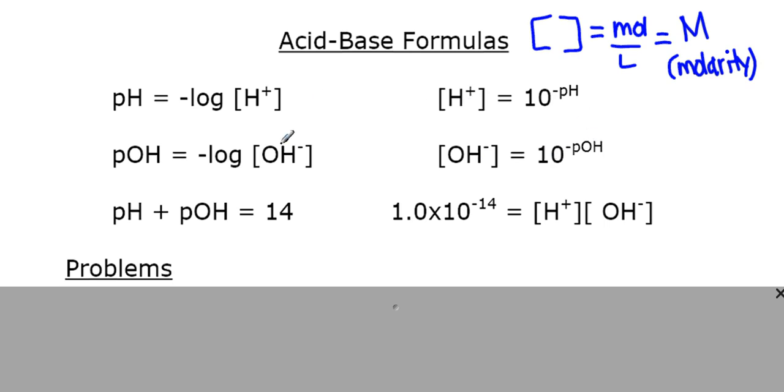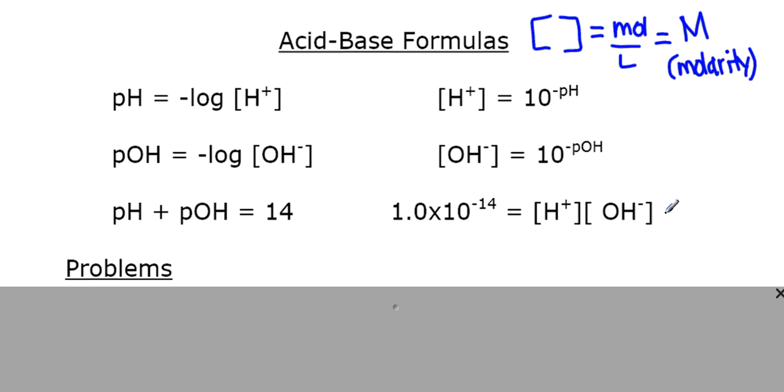These formulas are identical, except one measures the strength of hydrogen ions and the other measures the strength of hydroxide ions. Both are directly related to one another. If you add the pH and pOH together, it always adds up to 14, so both scales are based on 14. Or you can take the concentration of hydrogen ions and hydroxide ions, and they will multiply to equal 1 times 10 to the negative 14, provided you're still at room temperature conditions.